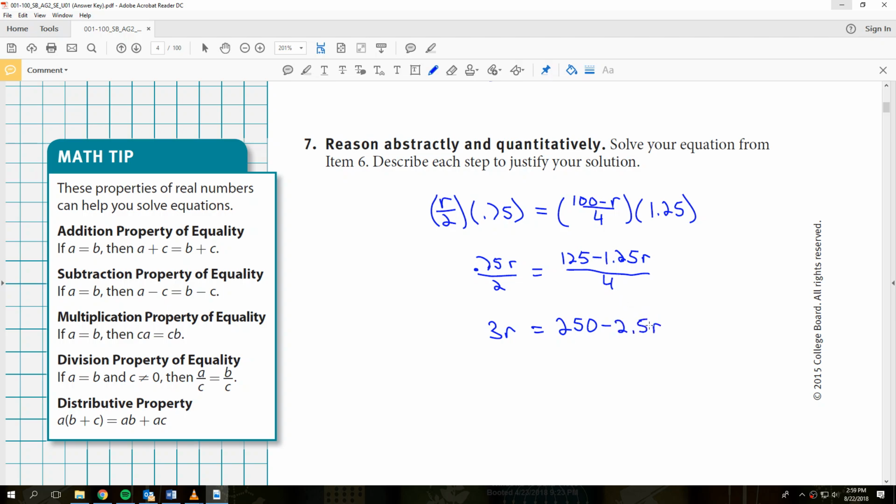All right, we're getting there. So let's go ahead and add 2.5r to both sides, so that way we would end up getting 5.5r, 3r plus 2.5r, is equal to 250. And then we need to go ahead and divide the 250 by 5.5, and you should end up getting, let me just calculate that real quick in my calculator.